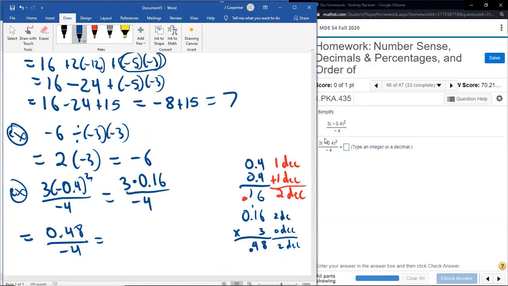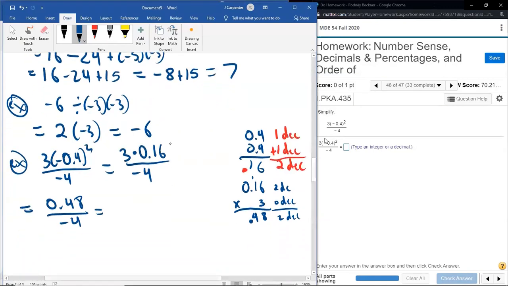And dividing a decimal by a whole number is easy. You just put the 4 on the left, the 0.48 on the right, put a decimal directly above it. If this 4 was a decimal, I would just say go ahead into your calculator, or know that you have to move the decimal right to make this whole, and then do the same to the other number.